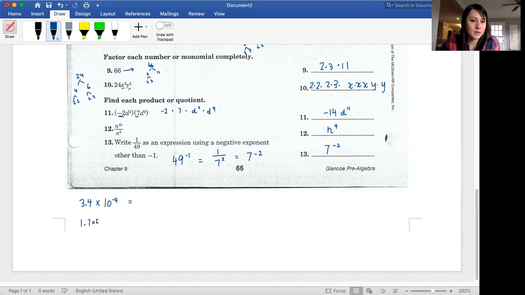1.705 times 10 to the 5th power. Okay, so notice I have a negative power and a positive power.